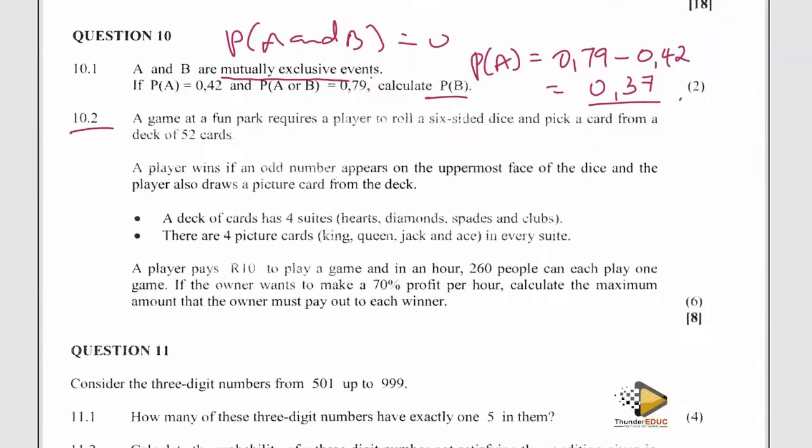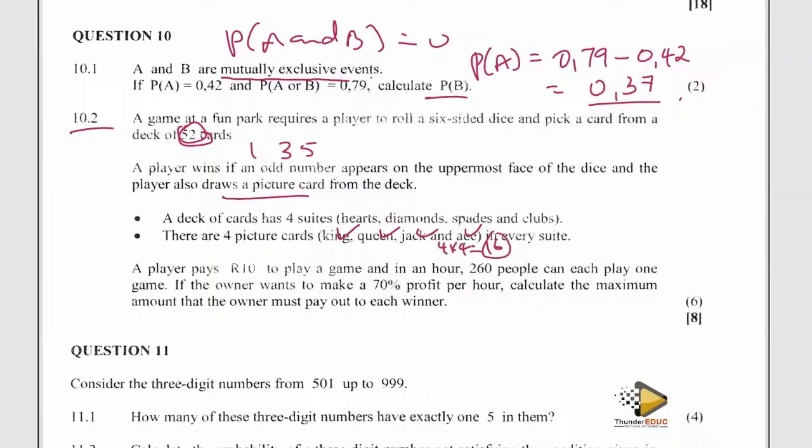10.2, a game at a fun park requires a player to roll a 6-sided die and pick a card from 52. For a player to win, they need an odd number, so odd numbers are 1, 3, and 5, to appear on the face, and then the card must also be a picture card. So how many picture cards do we have? We have a jack, a king, a queen, and then the ace. So this is 4 by 4, meaning that we have 16 cards.